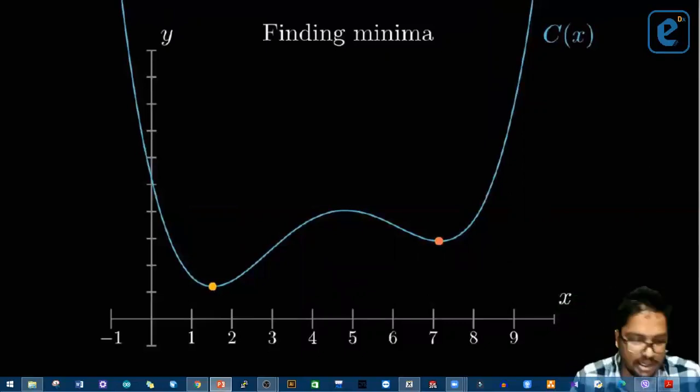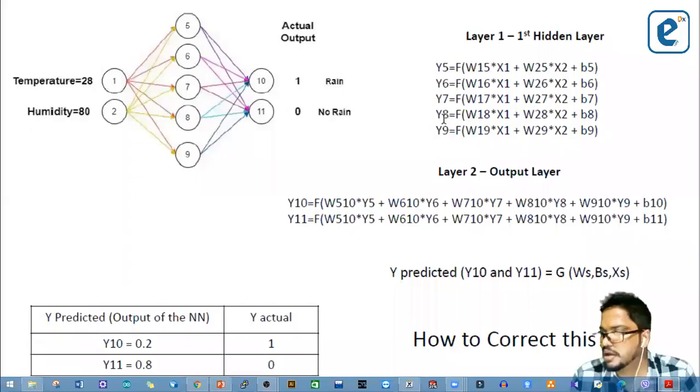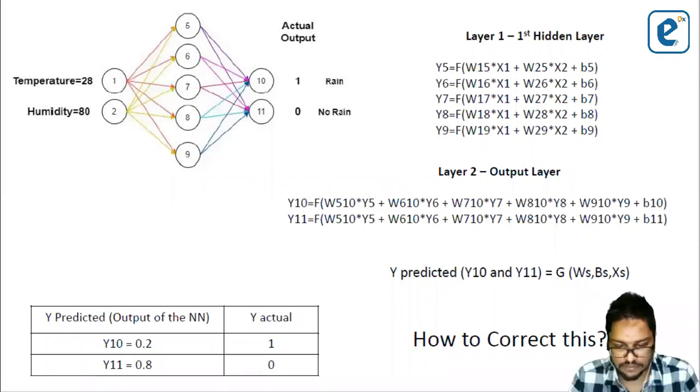So, like we discussed last time, the gradient descent algorithm. I will go through that again, and we will move on to the activation functions, loss functions, and then we have to discuss the backpropagation algorithm.